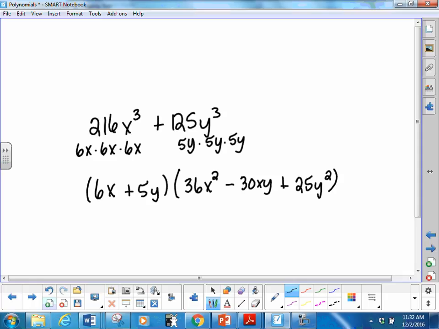These special cases are very easy to factor. They just are.